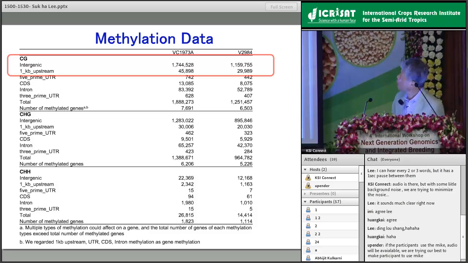This is the methylation data between the 2 genotypes. Regardless of genotype, you can see CG is the major methylated form, the next is CHG, and the next is CHH. And regardless of genotype and methylation pattern, intergenic regions show higher methylation patterns.